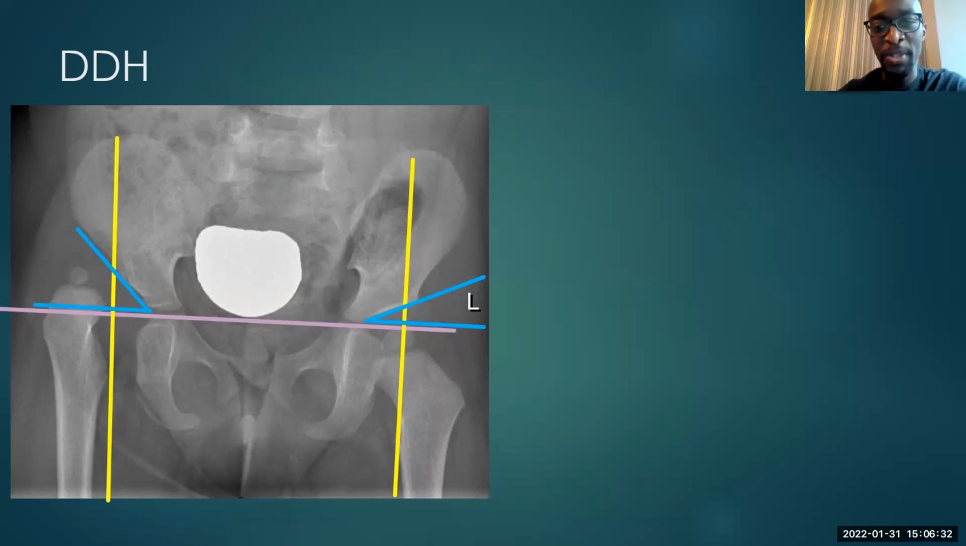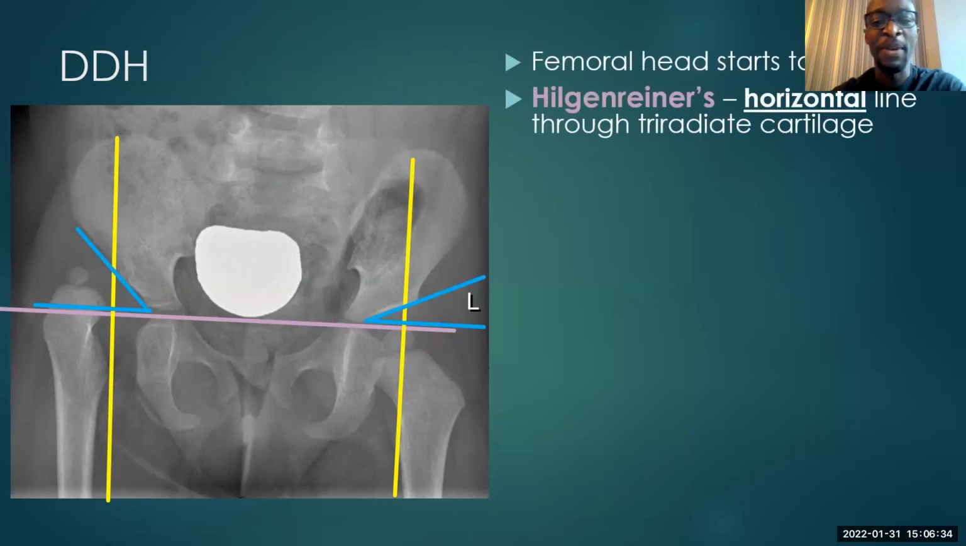So I want to share with you some pearls of wisdom that I have personally picked up. Now I think I understand them, and I want you to leave this session knowing what these lines are. So femoral heads start to ossify at 6 months or more. So this is the first line they're going to draw.